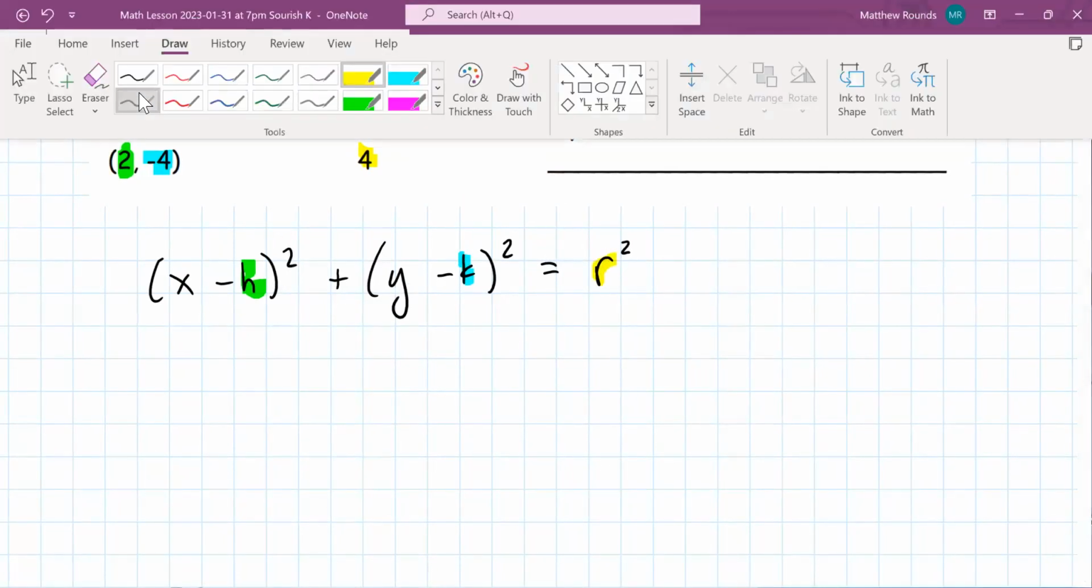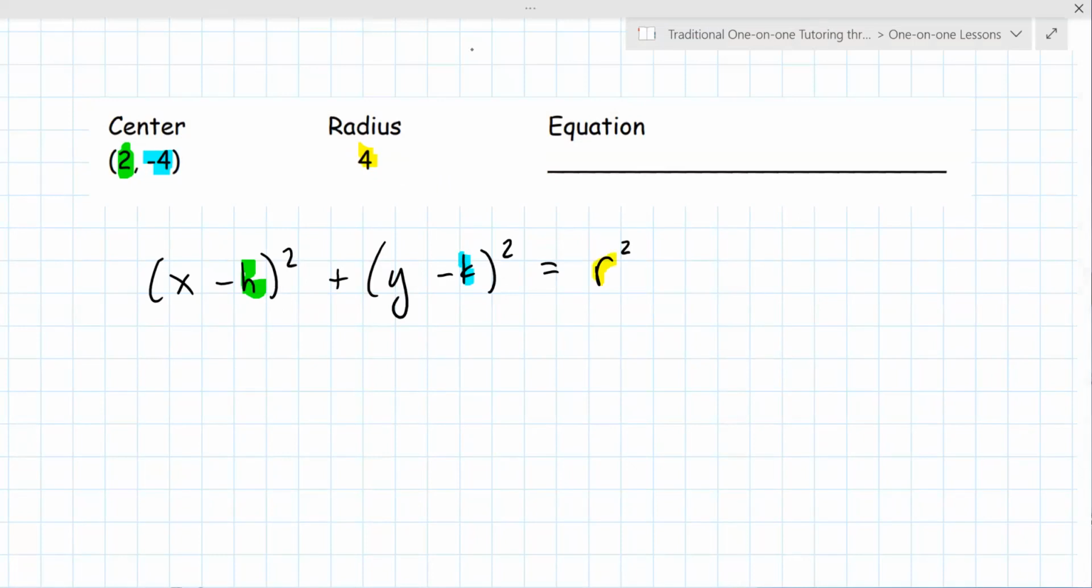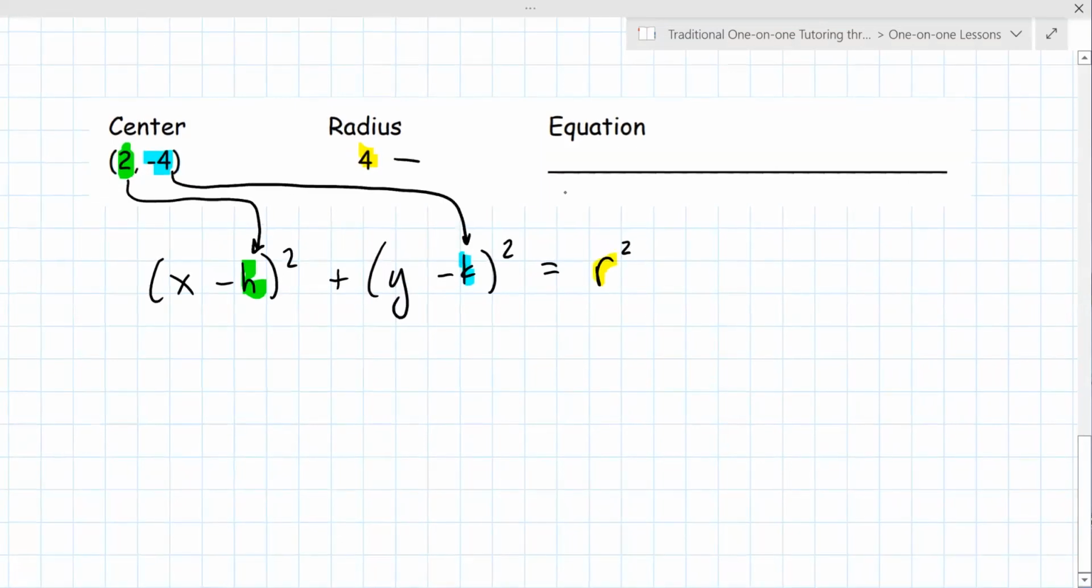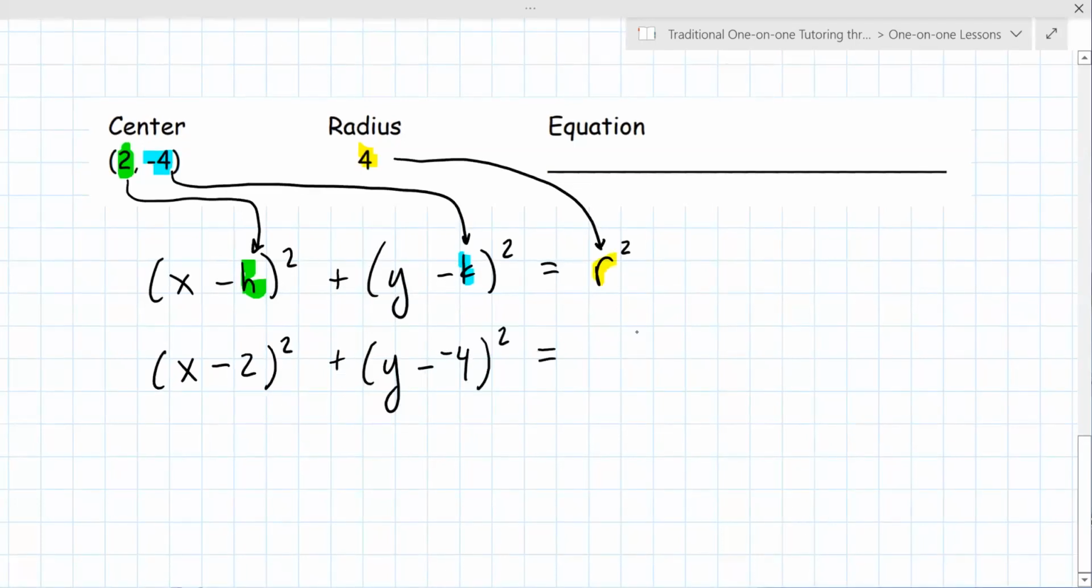What's the value of the radius, Sourish? The value of the radius right there. The radius is 4. So this 2 is going to go in for H. This -4 is going to go in for K. And this 4 is going to go in for R. So it looks like this: x minus 2 squared plus y minus -4 squared equals 4 squared. Do you see how I put the numbers in for H and K and R?